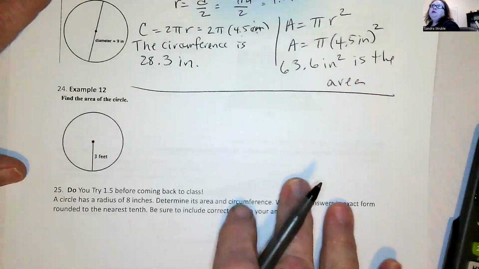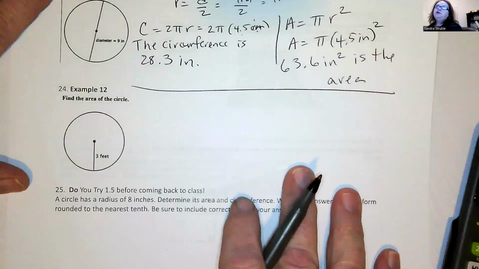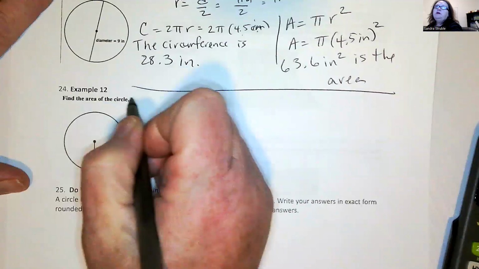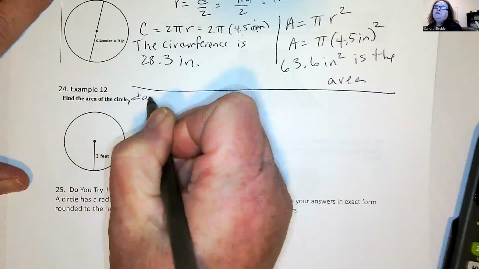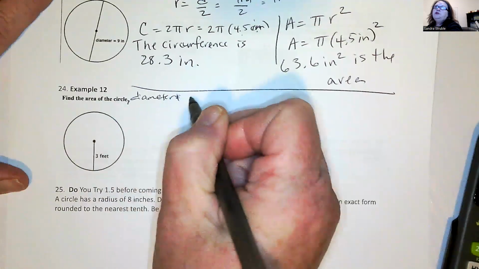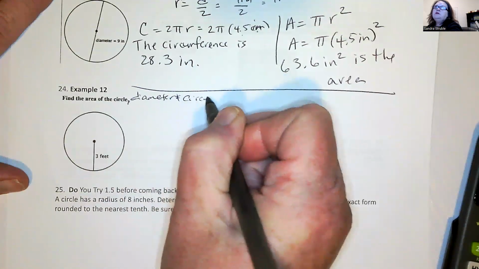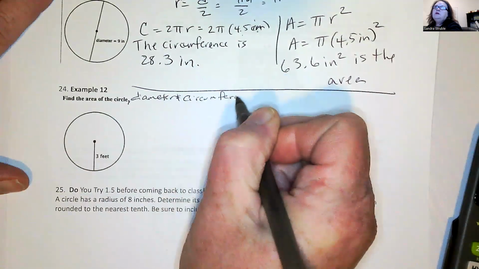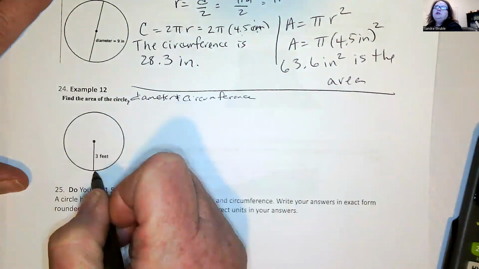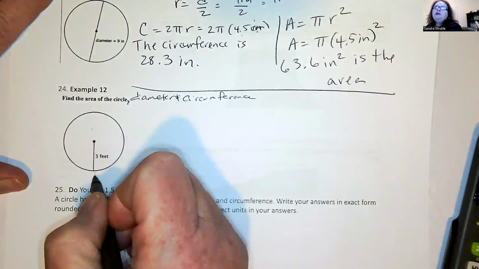All right, let's go to the next one. It says to find the area. I'm going to find the diameter, the area, and the circumference. All right, let's do the diameter first. So we've got 3 feet here.